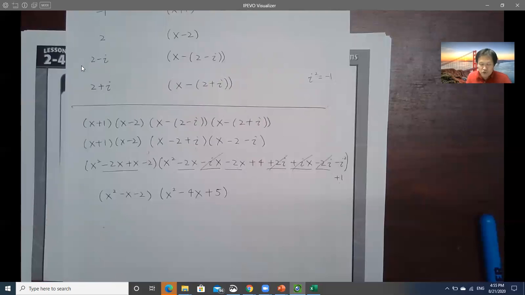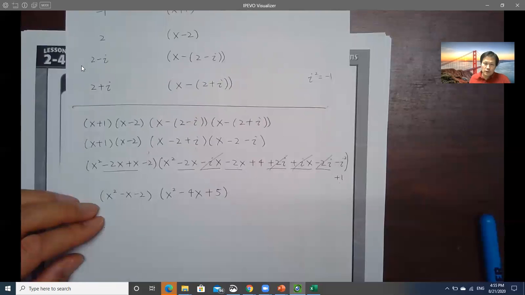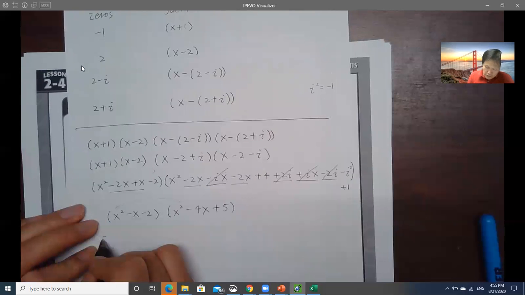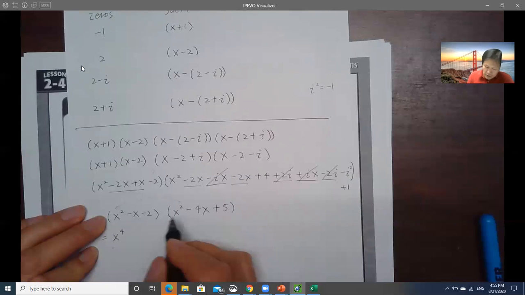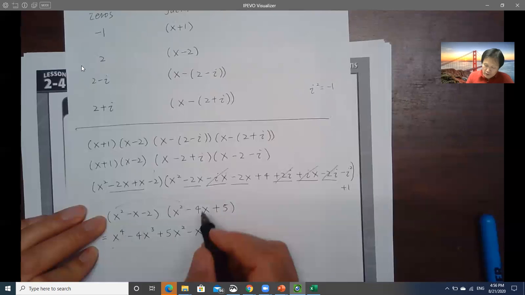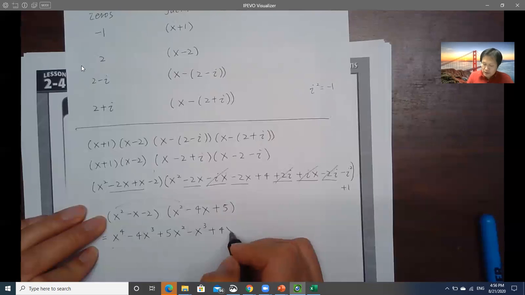Now you just distribute all that, then you will get the final answer. So let me just finish that. We're going to distribute that. That should be x to the fourth, x squared minus 4x minus 4x to the third, x squared plus 5x squared, minus x squared minus x to the cubic, minus x minus 4x plus 4x squared, minus x plus 5 minus 5x.